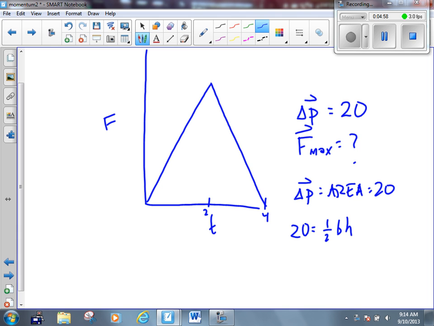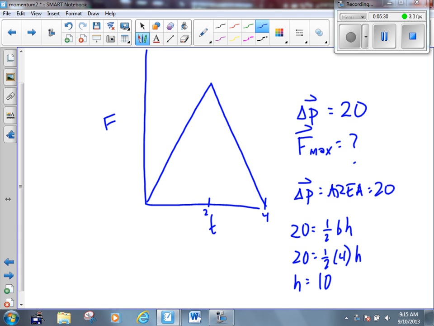Let's calculate the height here. Let's just plug some numbers in. 20 is equal to 1/2 of the base, which is 4, times the height. Height equals 10. So does that mean that's the maximum force? Yes, that's it.